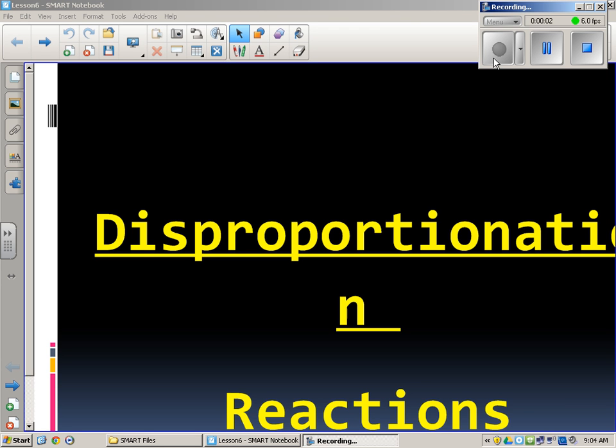Okay, so today we're going to talk about this big word. It's so big that it didn't even fit on the smartboard. Hey, that's how big it is. This is disproportionation reactions. Okay, disproportionation.